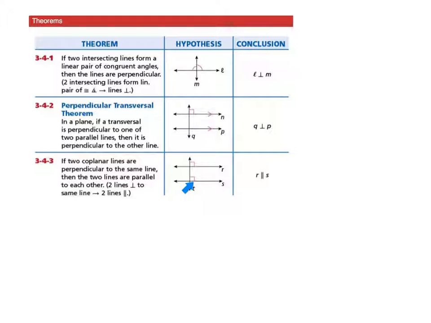And for the last one, if two coplanar lines are perpendicular to the same line, then the two lines are parallel to each other. And this makes sense because if we have two perpendicular angles, these are actually corresponding angles. And so the converse of the corresponding angles postulate in this case would tell us that R is parallel to S.